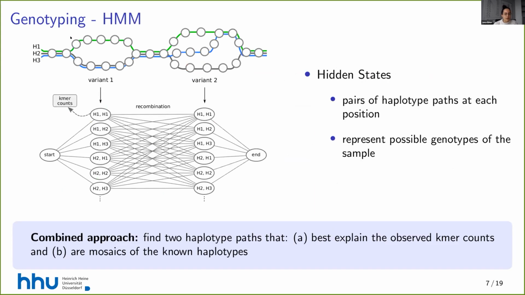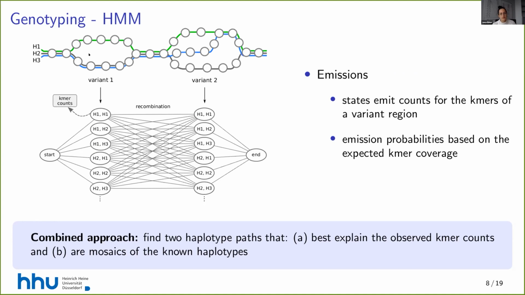For each variant bubble, we define a set of hidden states corresponding to all pairs of haplotype paths that we can select at a position. Those represent the possible genotypes that the sample could have at that position for this bubble. The emissions of the states are the k-mer counts for the unique k-mers of a bubble, and emission probabilities are based on the expected k-mer coverage that we can derive from the selected pairs of haplotypes.